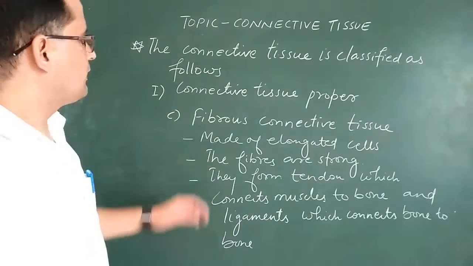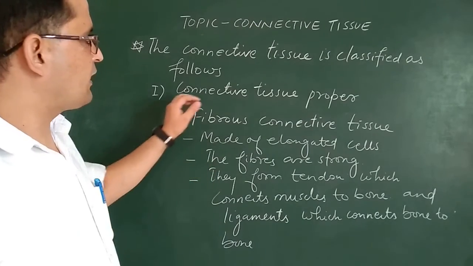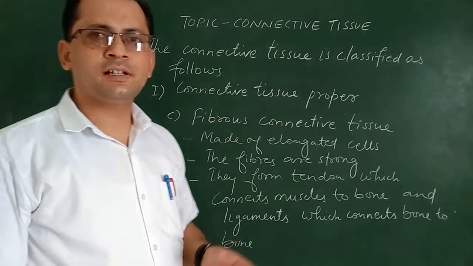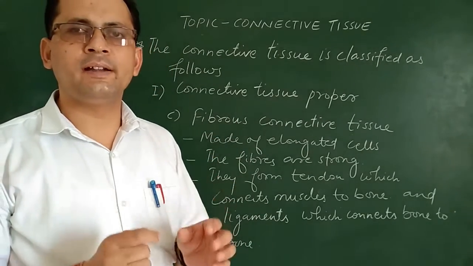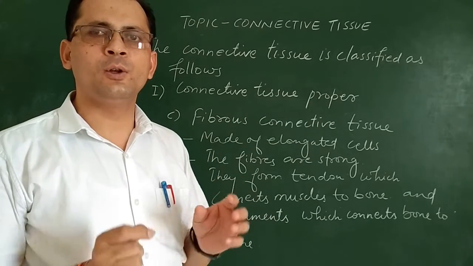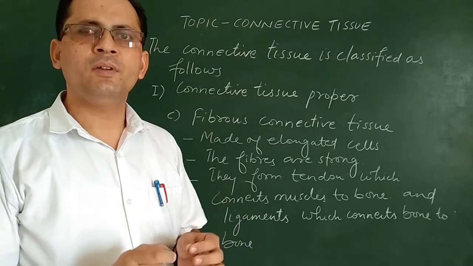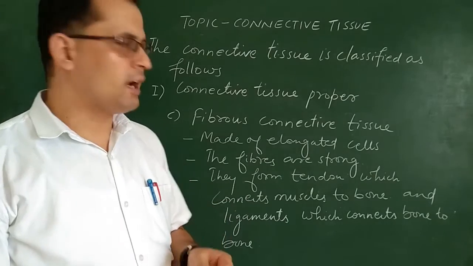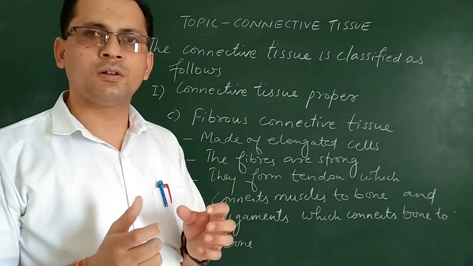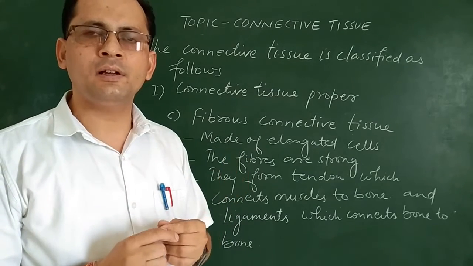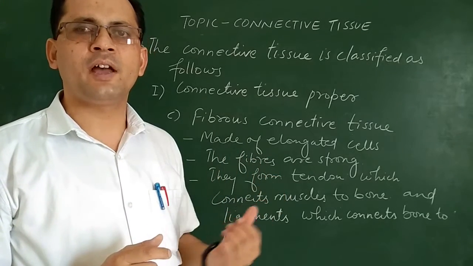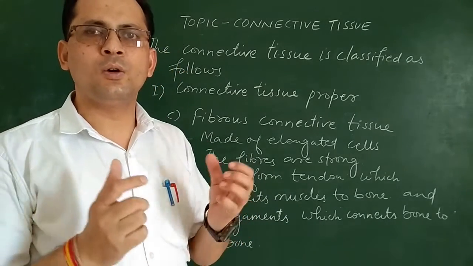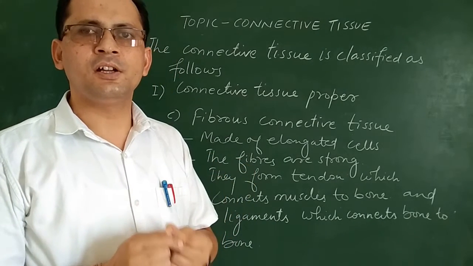Yes beta, now you can see the third subcategory of connective tissue proper is fibrous connective tissue. Now this fibrous connective tissue is made up of elongated cells, I told you, meaning long cells, and we refer to them as fibers. Now, these fibers are very strong, and they are held together by the areolar tissue.